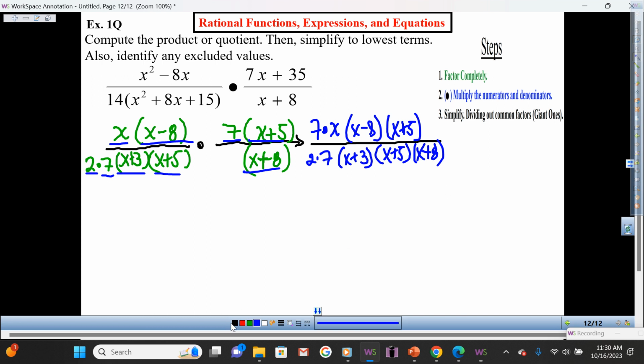All right. Next, let's simplify with our giant 1. You guys see the giant 1s? What are they? x plus 5, and 7 and 7. So that leaves us on the numerator, x minus 8. Denominator, 2, x plus 3, x plus 8. And we are done.